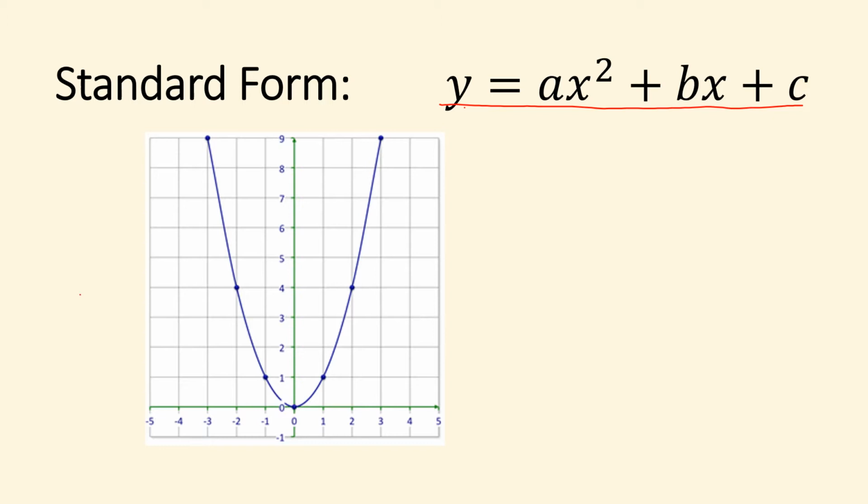All parabolas have a vertex. It's either the maximum or minimum. In this case, it's the minimum because it's at the bottom of the parabola. This vertex is at the origin, 0, 0.